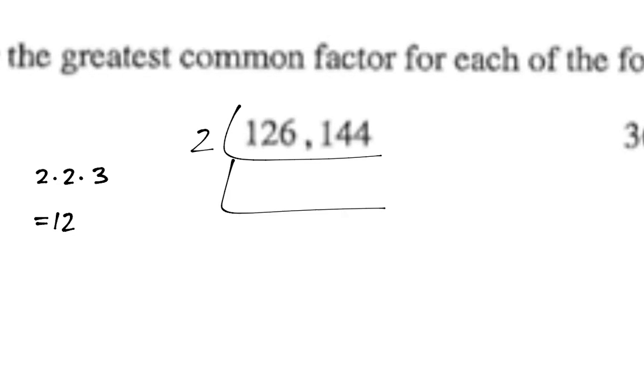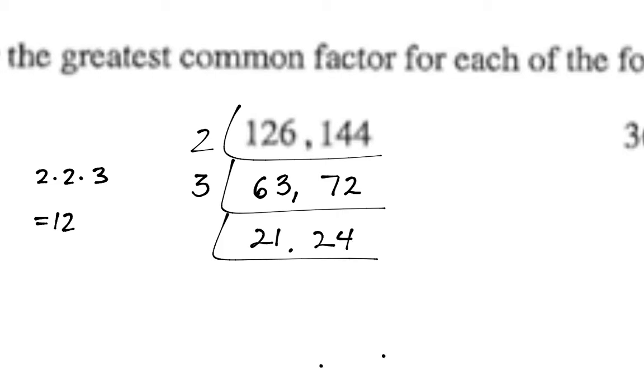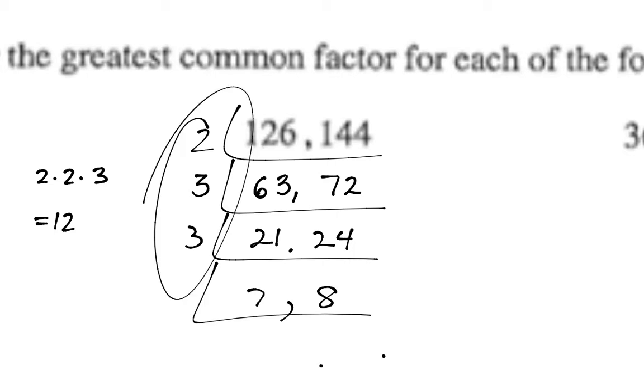Divide by 2, help me out. 63 and 72. Does 3 work? What do you get? 21 and 24. 3 works again, yeah? Okay, and then 7 and 8. There's nothing that both divides 7 and 8, right? So you're done. That's the answer. 2 times 3 squared. 2 times 9 is 18.